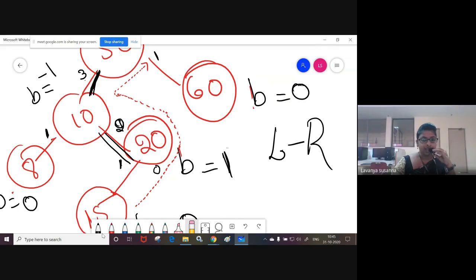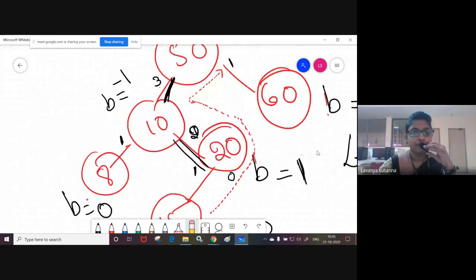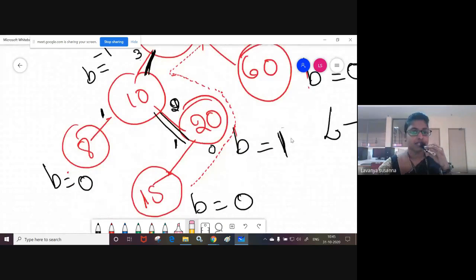Okay, students, LR. See, first you need to take the bottom tree. From 50, you need to take the tree below it. What is the tree below? This one: 10, 8, 20, 15. Take that one. 10, 8, 20, 15, the below part.